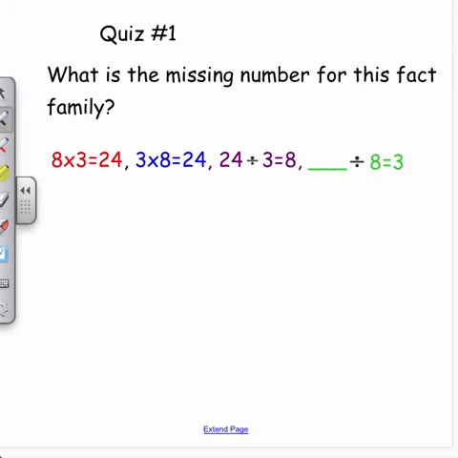Quiz question number 1. What is the missing number for this fact family? So I need you to take out your math notebook and write down each of the fact families and then circle the number that is missing. On the quiz, you need to put in the missing number. So what is the missing number? The fact families are 8 times 3 is 24, 3 times 8 is 24, 24 divided by 3 equals 8, and something divided by 8 equals 3. Your job again is to find that missing number.